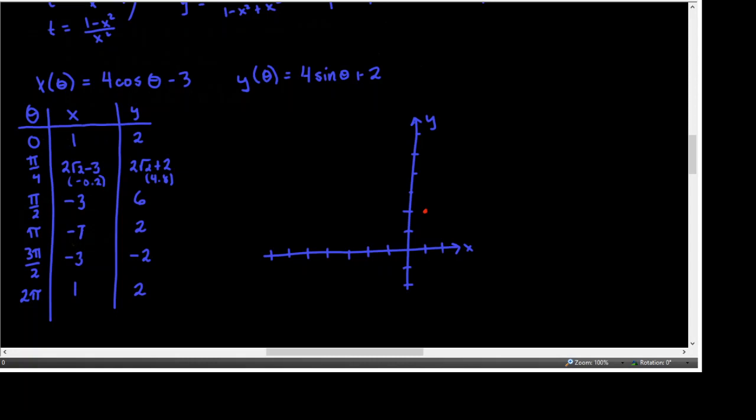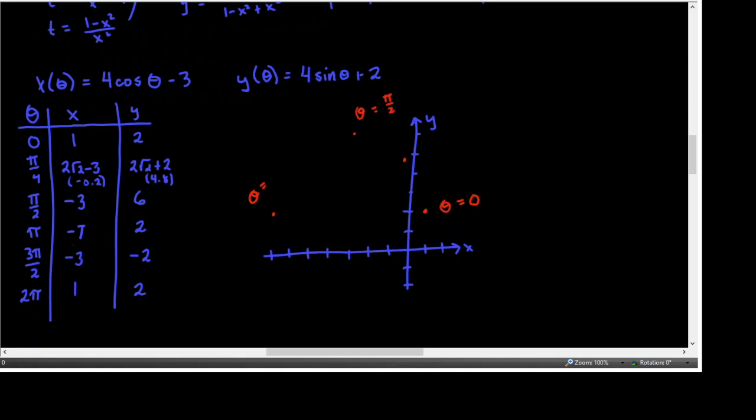See the next point, and that's at theta equals 0. I'm probably not going to label all of these, but at least some of them. Let's see, the next point is at negative 0.2, 4.8. 1, 2, 3, 4.8. So it's about right there, give or take. The next point is at negative 3, 6, which is right there, and that's at theta equals pi over 2. Negative 7, 2, about right there.